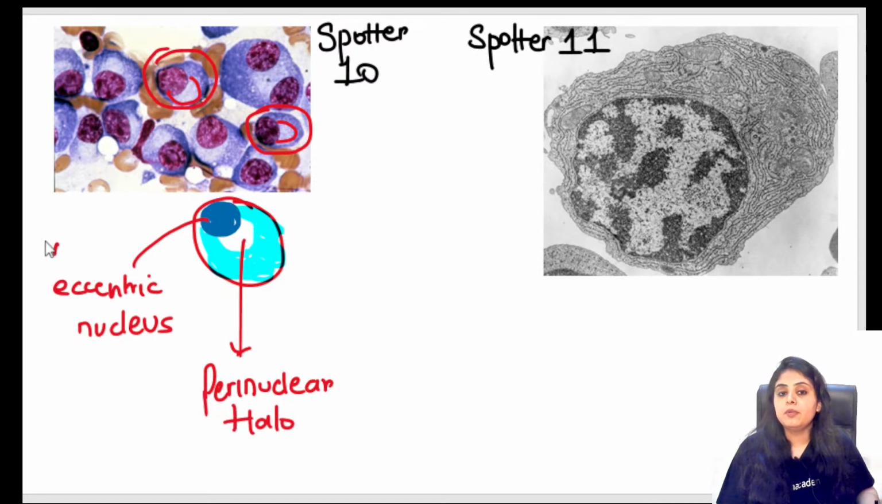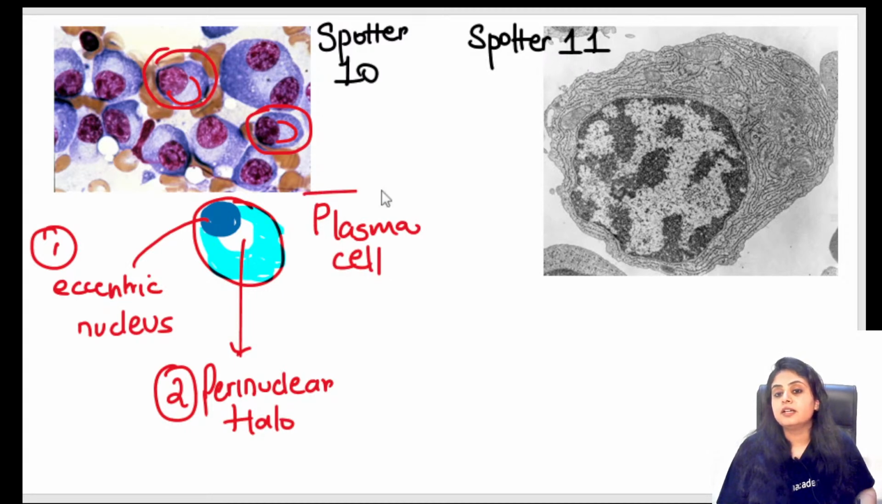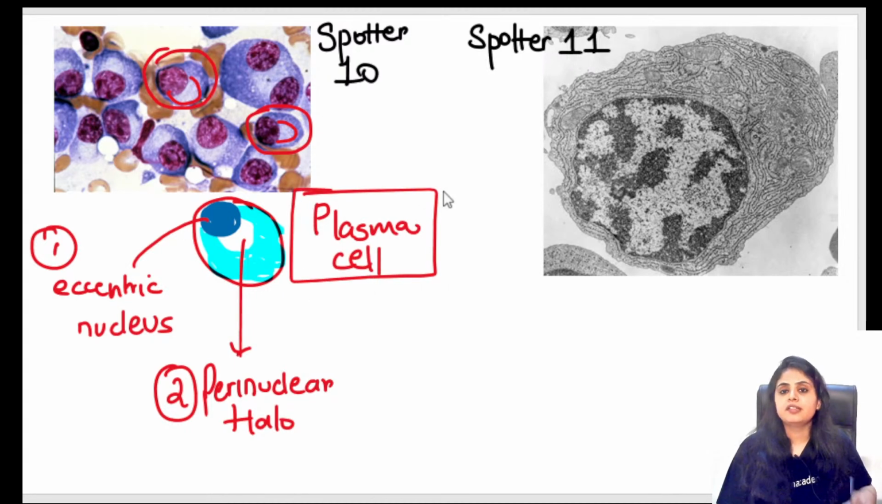So remember, number one, if I see an eccentric nucleus. Number two, if I see a perinuclear halo, all of you are right. This is a plasma cell. Correct answer. Perfect. Plasma cell. It produces antibodies. So eccentric nucleus, perinuclear halo.